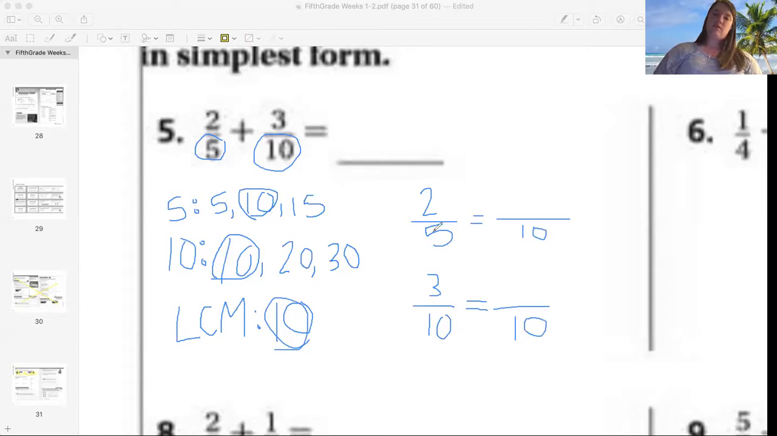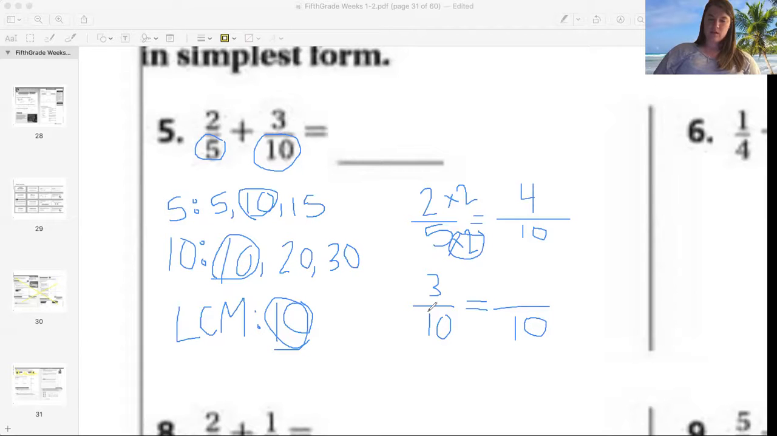So then I'm going to think I have to make a new fraction that's equal to it. So I have to think 5 times what gets me 10. Okay, then we should know that's 2. So 5 times 2 is 10. And then whatever I multiply by on the bottom, I do the same thing to the top. So 2 times 2, which gives me 4.